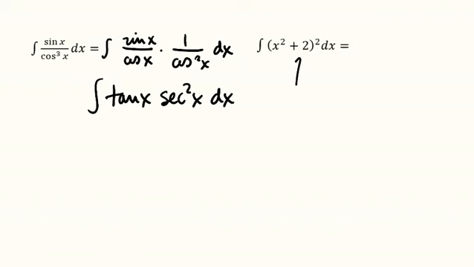Anyway, and this one, what should I do with this? I'm going to actually square it. So it would be the antiderivative of x to the 4th, 2x squared, and 4 with respect to x. And I trust that we know the reverse power rule well enough to carry that out.